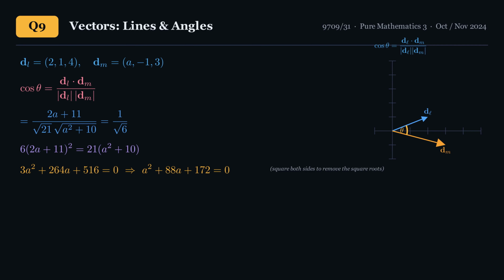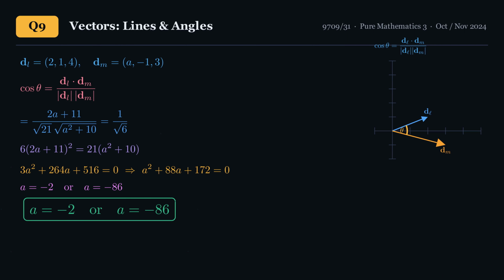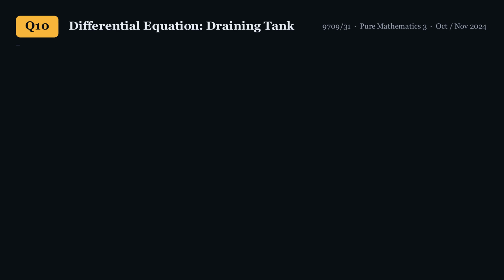Set equal to 1 over root 6, square both sides, and expand to a squared plus 88a plus 172 equals 0. So a equals minus 2, or a equals minus 86. So a equals minus 2, or a equals minus 86. Question 10. A differential equation for a draining tank.